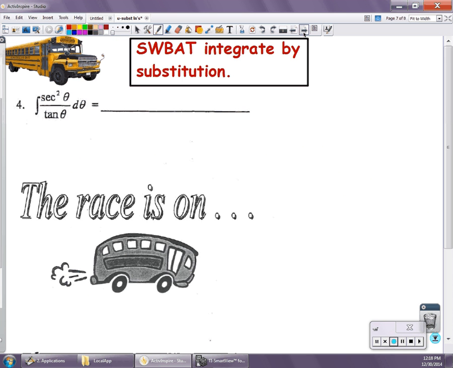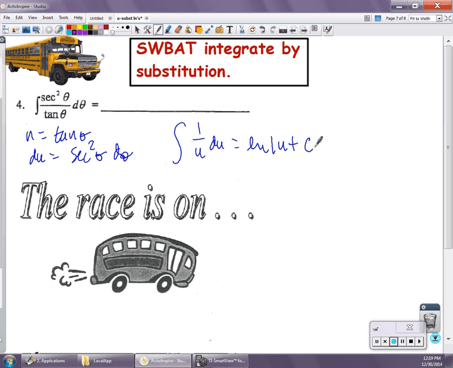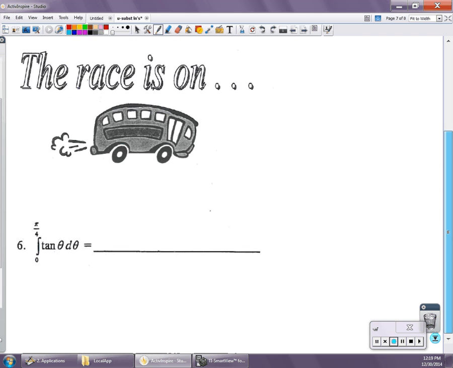And number 4, u equal to tangent theta. Du, the derivative of tangent theta, is secant squared theta d theta. These all come out so nicely, don't they? And then you substitute, and you get 1 over u du, ln absolute value of u plus c. Resubstitute: ln absolute value of tangent theta plus c. All right.